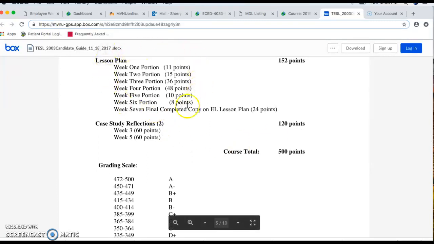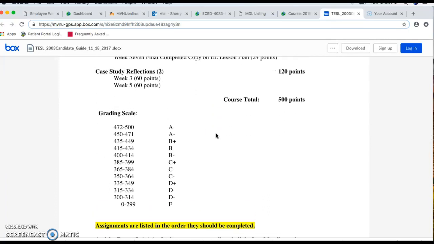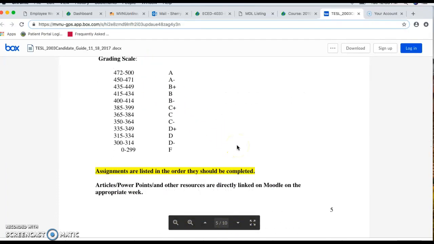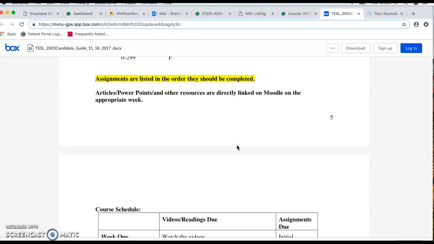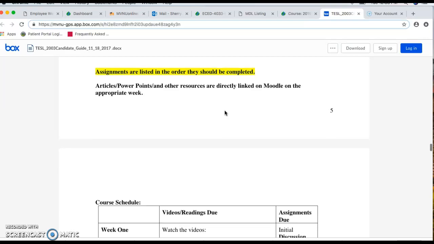You'll notice that each week has a certain portion due and a certain number of points for each of those portions, for a course total of 500 points, including these 2 case reflections. Our grading scale is the same as all of the other education courses and courses throughout the university. Notice I have this highlighted in yellow. Assignments are listed in the order that they should be completed. This is extremely important, as you will need information from each assignment to complete the next assignment.